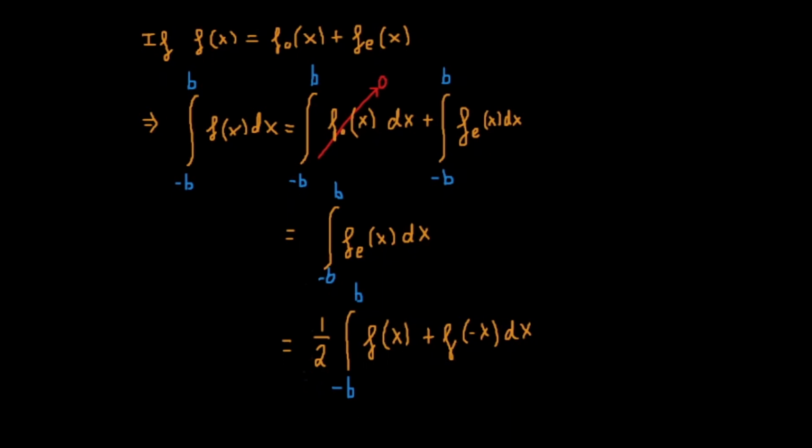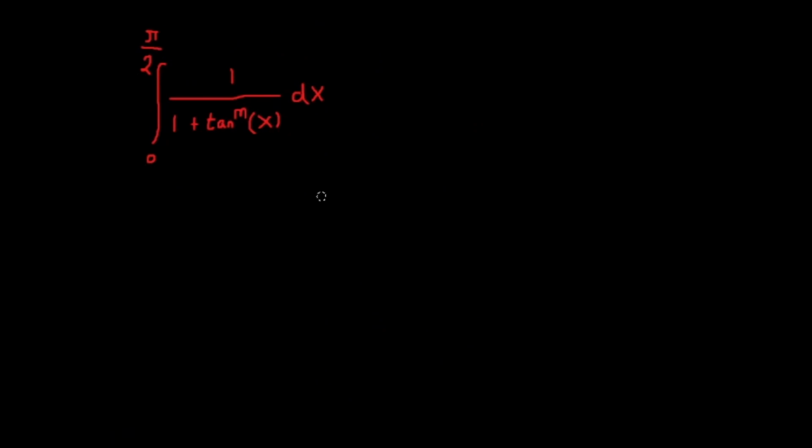So with that in mind, let's go to the actual question. Our question was, we have an integral from 0 to pi over 2, and we've got 1 over 1 plus tan to the power of m x, dx.